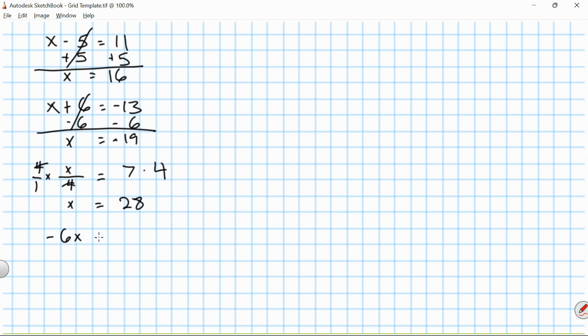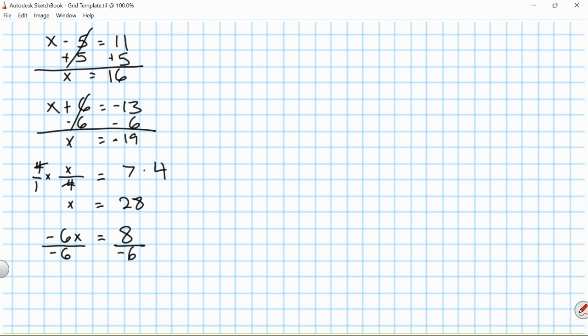Negative 6x is equal to 8. What? Something times negative 6 is equal to 8? That doesn't make any sense. Oh, but it does. Yay, fraction time. How do I cancel this out? What's happening to the x? That's a question you can ask yourself. It's multiplied by negative 6. So how do we undo that? Division. By negative 6.